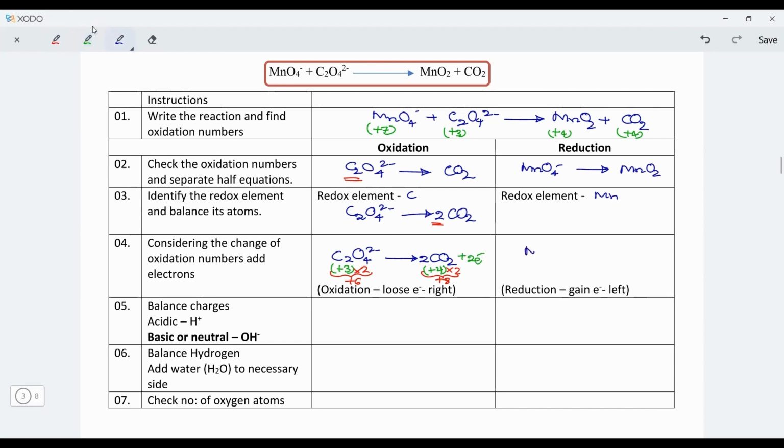Let's do the same for the other one. So the oxidation number decreased by gaining 3 electrons. Now it is basic medium. Let's check the charges first of all. But there is an important thing here. Here your overall charge is minus 2. Here also your overall charge is minus 2. So it's already balanced. No need of adding any OH minus or anything. So then you can simply cancel this one.